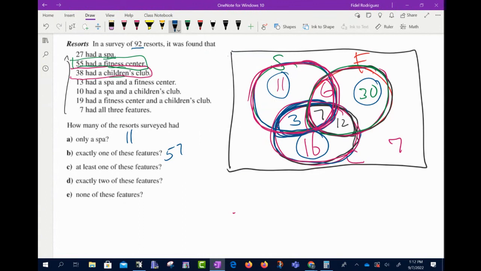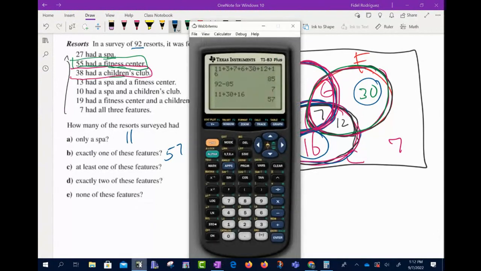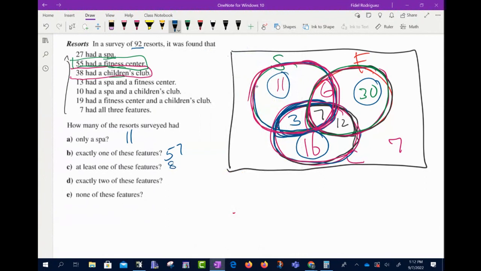Now, at least one of the features, y'all, means it can have one of the features, or it can have two of the features, or it can have all three. What that means is all the numbers inside the circles together. Now, we added them up earlier. And anybody remember what we came up with? 85. So 85 would be at least one.